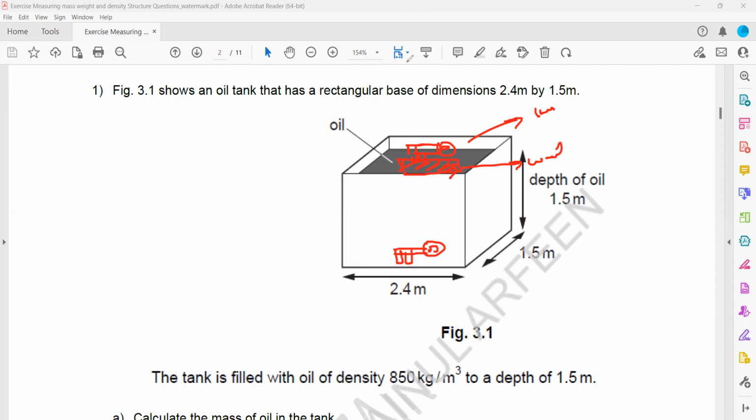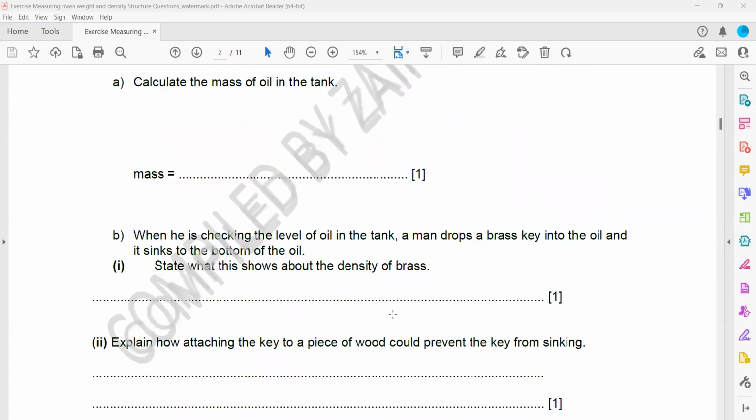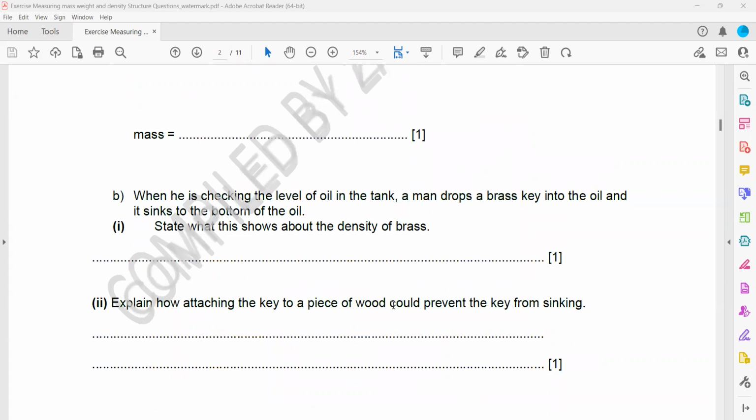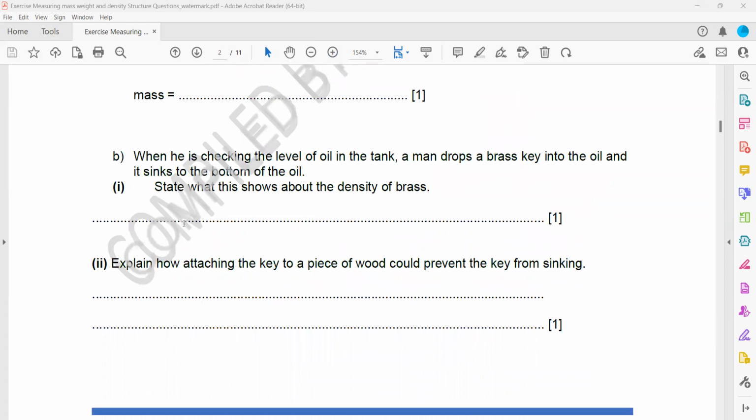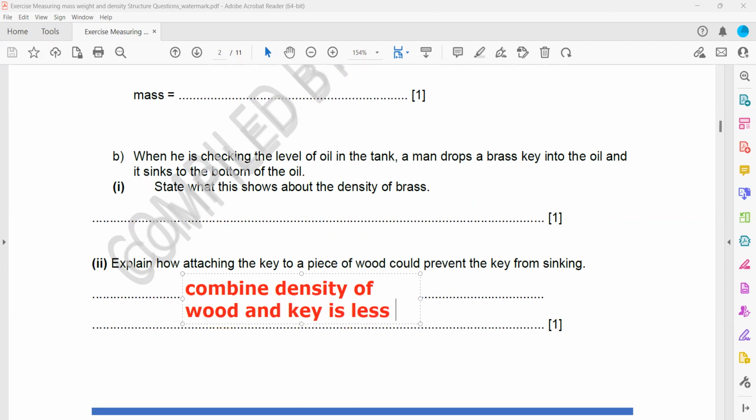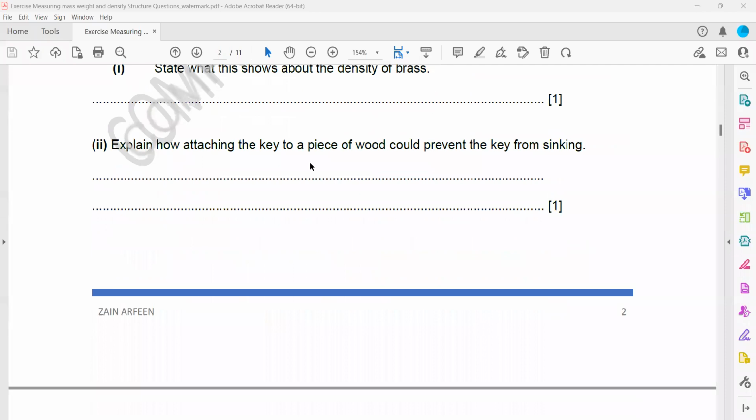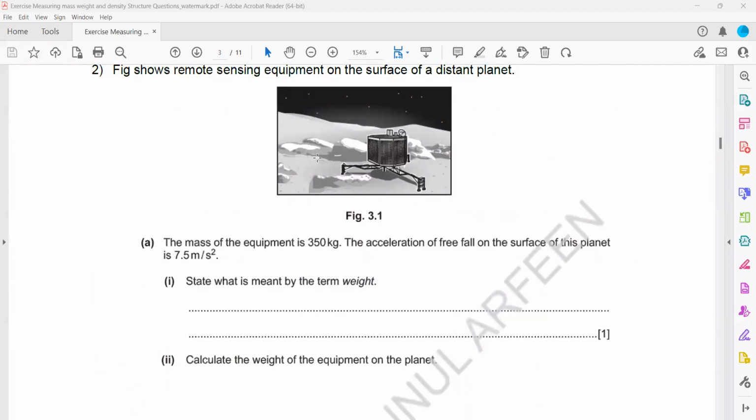So here the combined density, because you cannot say only about wood as it is wood and key together. So you have to mention the combined density of wood and brass, or you can say key, is less than oil. So when density is less, that object will float. Less than or equal to, it will float. Otherwise, if it is greater, then it will sink.